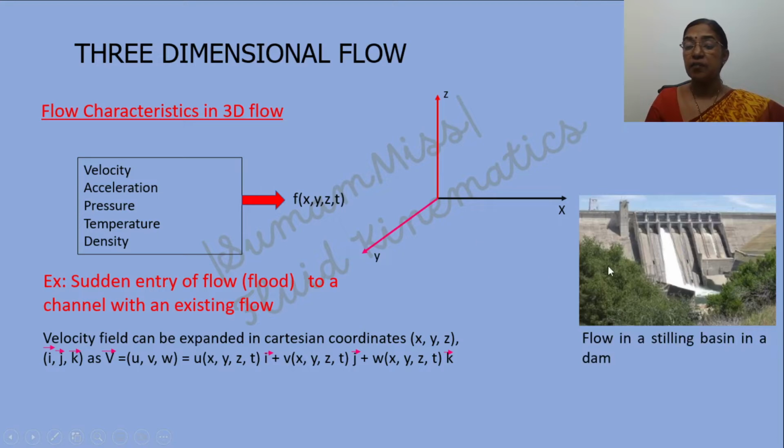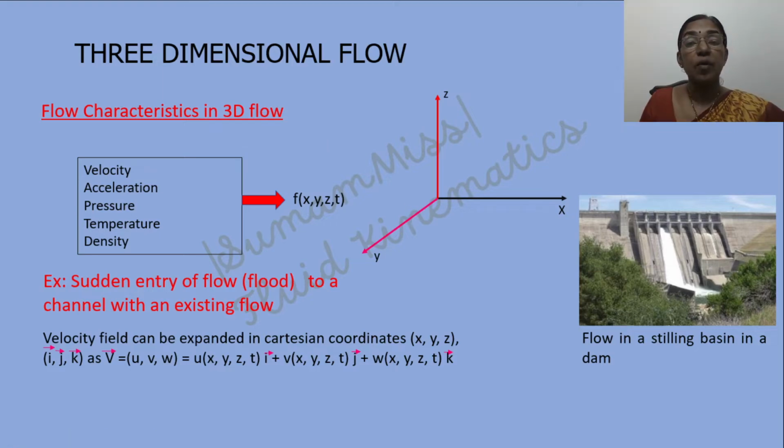Another example is the flow that is taking place in a stilling basin. When the water reaches the maximum reservoir level of a dam, then spillway gates are opened and the water is allowed to flow into the stilling basin. The stilling basin is a pool of water that is available at the downstream of the spillway. The main function of the stilling basin is to absorb the energy of the flowing water. The flow that is taking place in a stilling basin when the spillway gates are open is very well represented if we consider the fluid flow as three-dimensional.